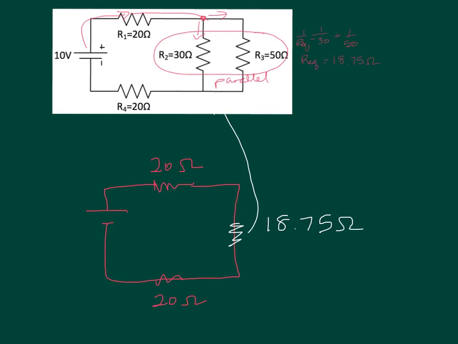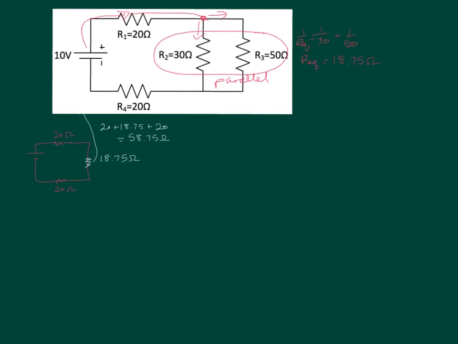And so now if I'm the current, I have to go through that guy, I have to go through that guy, I have to go through that guy. So I don't have a choice to go through any of them. So these three resistors are in series, so we're going to add them together. 20 plus 18.75 plus another 20 is 58.75 ohms. So this big whole resistor, this big one up here, is behaving like it's a 58.75 ohm resistor. So let's redraw that real quick.